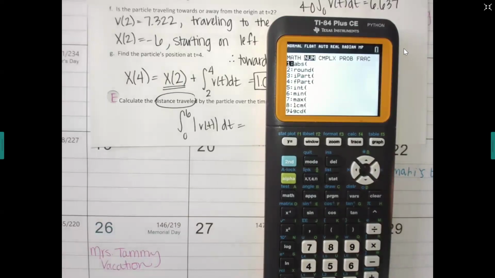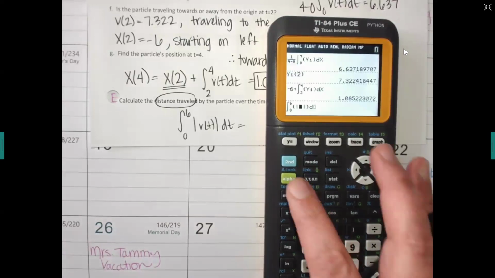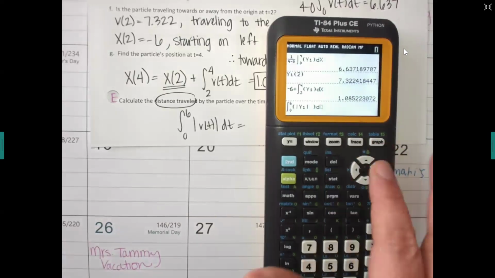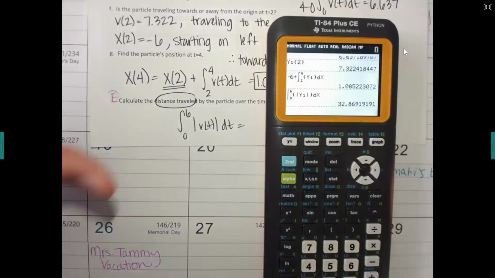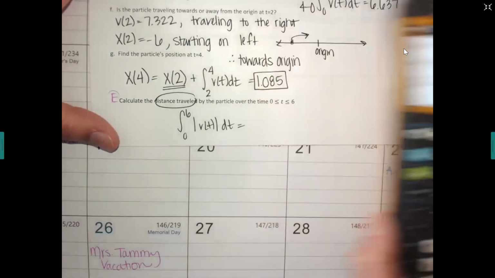Anytime that you're using an absolute value, your calculator is going to take a minute. So it'd be absolute value of your y1 dx. So 32.869.